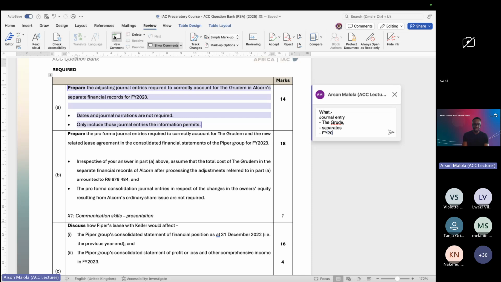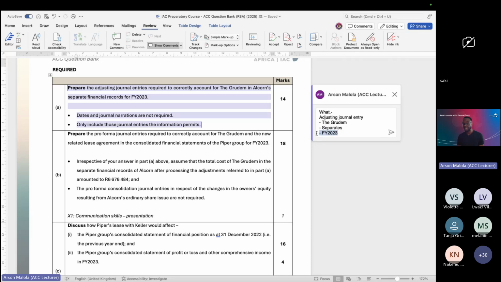Now, why have I picked all these things to be important as to all the whats? One, it's just the Grudem. The only thing I need journal entries to account for is the Grudem, right? Sorry, journal entry. So the first thing I need to put here is correcting or rather adjusting journals. Okay. So the Grudem, right? So that limits me to the specific thing that happened. Then the second thing that's important is that it's in the separate financial statements. That's very important context, but throughout the whole year.